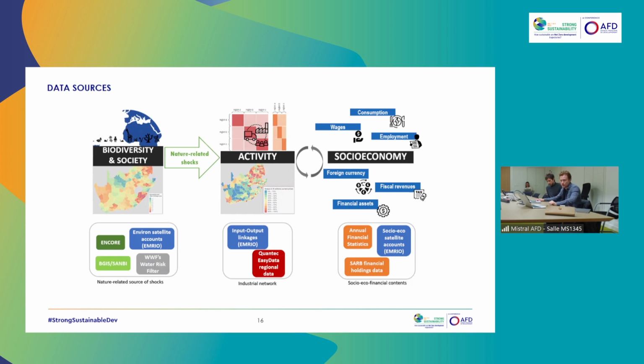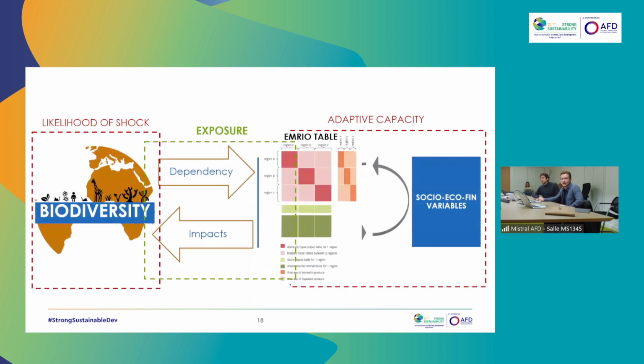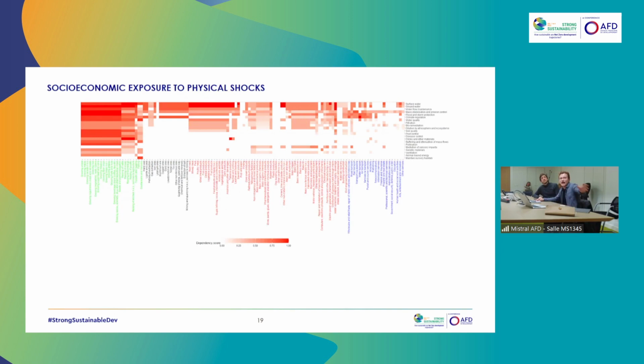So now some results. First, some results on exposure. So the idea is to use mainly the input-output database. So this is an idea of how combining the input-output database and the ENCORE database on ecosystem services helps us to identify what are the sectors the most dependent on the 21 ecosystem services covered. On the left, you have the most dependent sectors, that is the agricultural sectors in green. And then on the right, you have mining-related sectors, manufacturing sectors, and services sectors that are less dependent on specific ecosystem services.